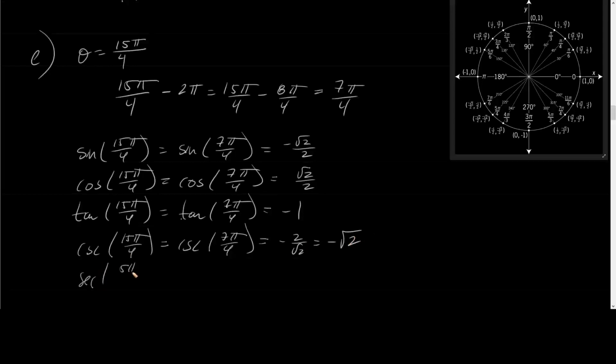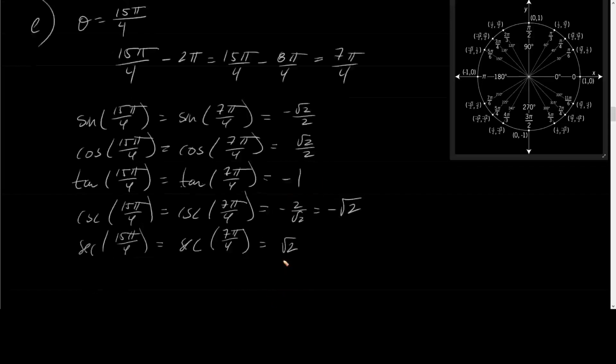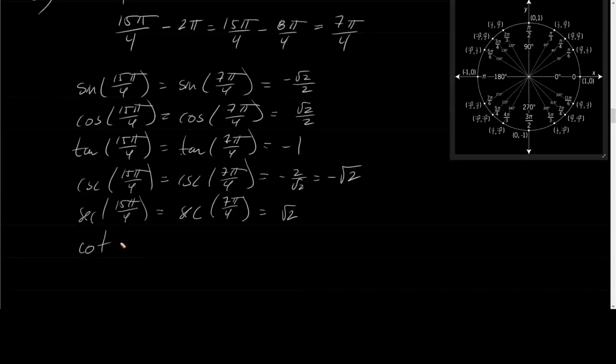For secant of 15 pi over 4, that would be secant of 7 pi over 4, which is simply radical 2. The reciprocal of 2 over radical 2 is just radical 2. And lastly, cotangent of 15 pi over 4 would be cotangent of 7 pi over 4, and that would be the reciprocal of negative 1, which is just negative 1. All right. So that's how we deal with angles outside of the unit circle.